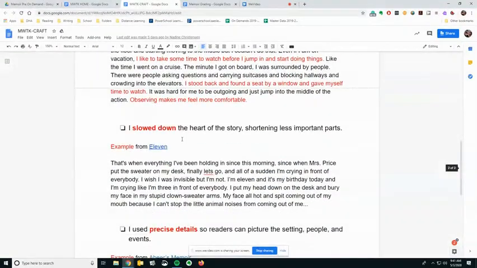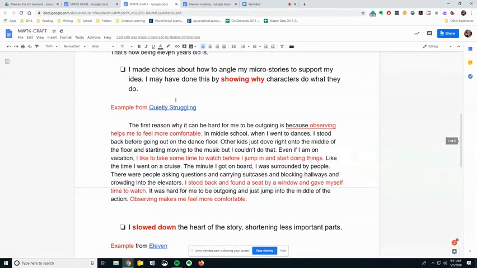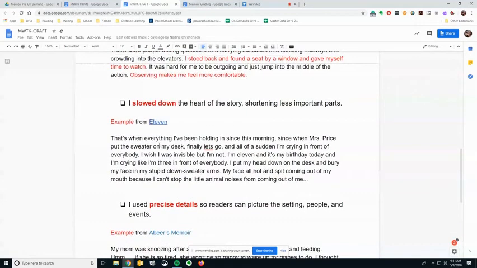There's some other things to look at as well, showing why characters did what they did. But the really important one here is I slow down the heart of the story. And you really want to add extra detail and slow the pace of the story down when you get to that climactic scene that is really going to drive home your point or your main idea.